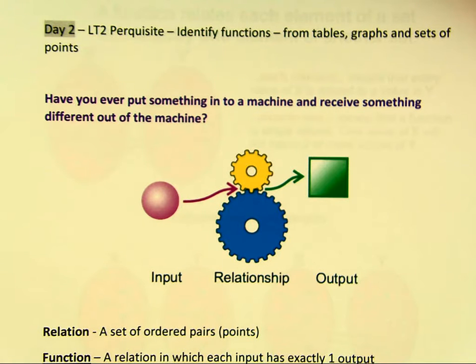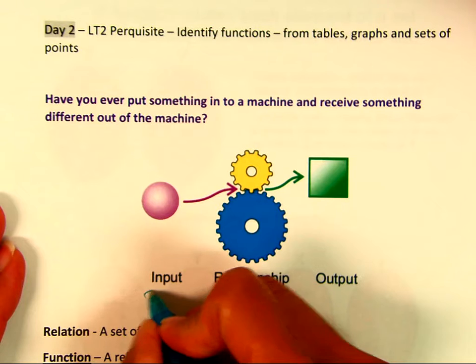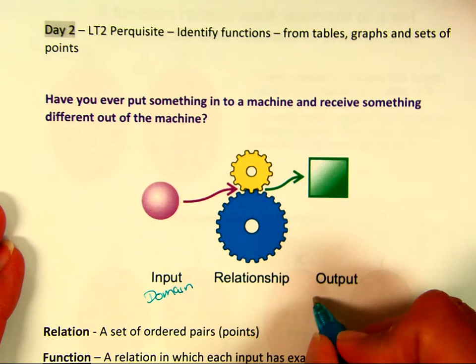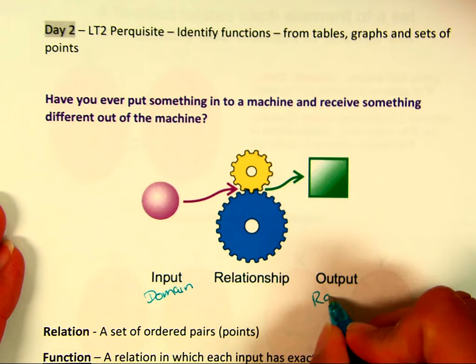So a function is just a relationship between what goes in and what comes out. So I think of it like a machine. Have you ever put something in a machine and received something different out of the machine? Yeah, you can put your ATM card in the machine and it gives you money, right? You can put $1 in the vending machine and you get out a bag of chips. So we all know that there are real life examples of when we put something in and we get something different out. So we have an input, and the input is also our domain. We talked about domain and range, and then we put it in a machine and we get something else out. That's the output, and that's going to be our range.